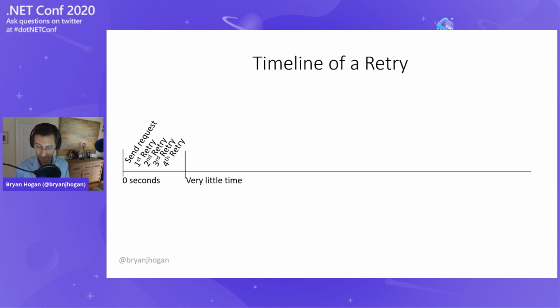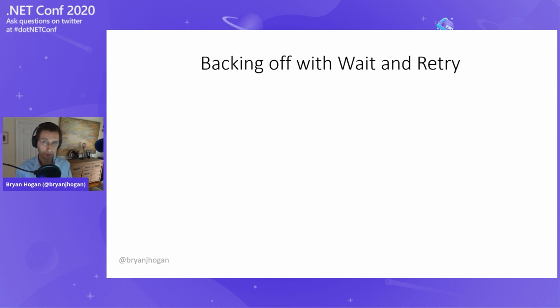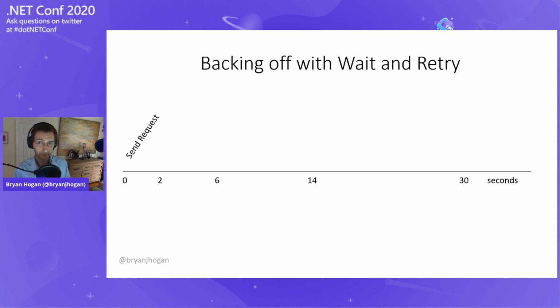What would be better would be to give that remote system a chance to recover. And that's where the wait and retry policy comes in. When you make a request, if it fails, you pause and then you retry. If that one fails, you can pause a little longer and so on. And you can choose any algorithm you want to calculate the period between retries. This gives the remote system a chance to recover. For anyone familiar with networking protocols, Ethernet uses something like this when there are packet collisions.